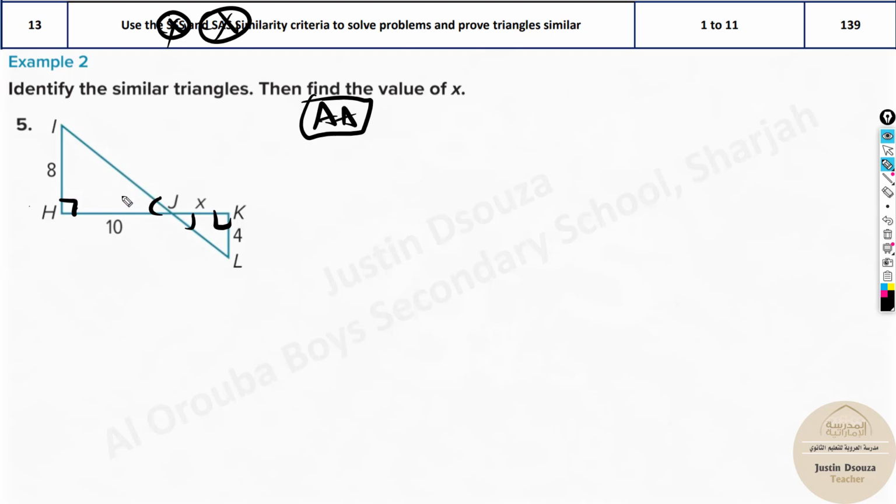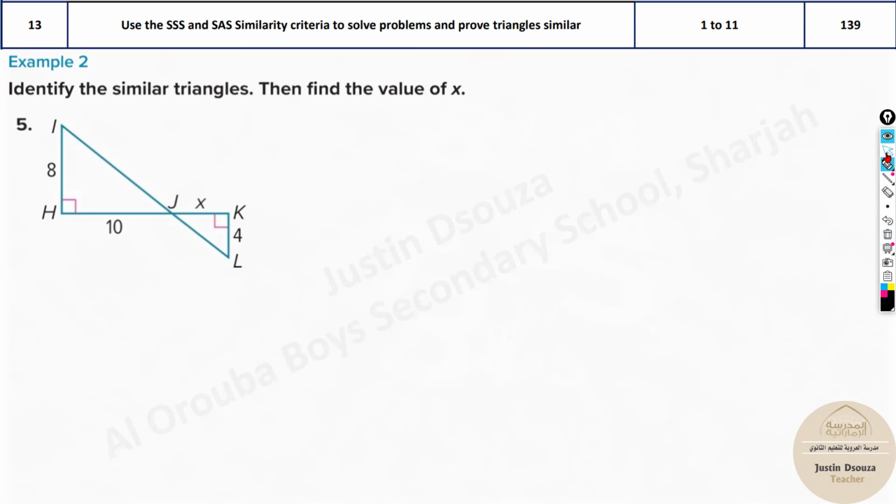Reason being, there is no way we can use proportionality because only one pair of angles is given. This is unknown, and this is also unknown. So we cannot use sides. We have to deal with angles. This is known and we know the vertically opposite angle. So by AA similarity, it is proven that these two triangles are similar. Now we have found they are similar, but what about the x value?